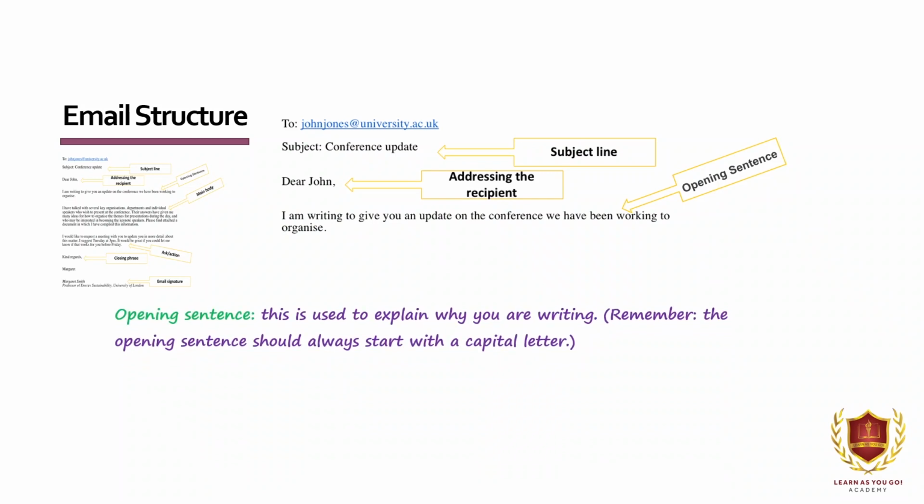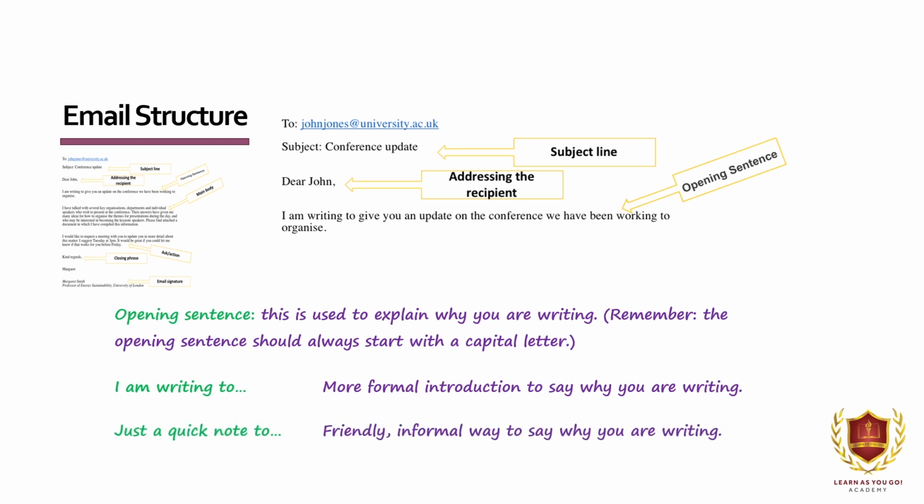Opening sentence. This is used to explain why you are writing. Remember, the opening sentence should always start with a capital letter. Examples: I am writing to. More informal introduction to say why you are writing. Just a quick note to. Friendly, informal way to say why you are writing.